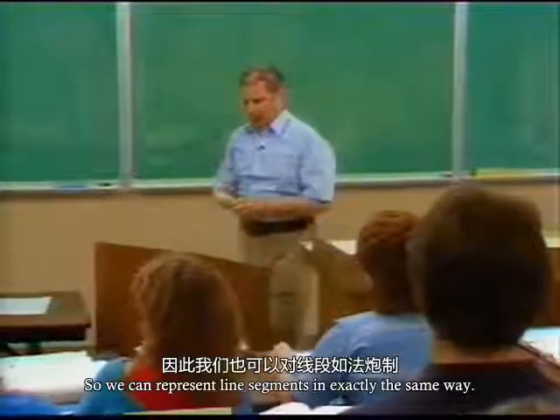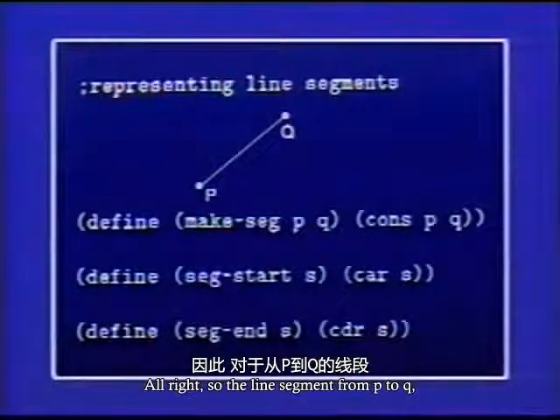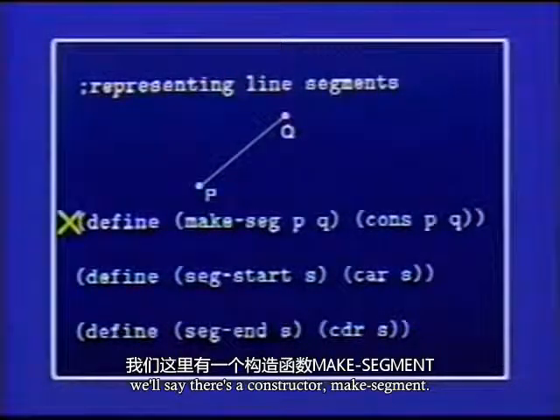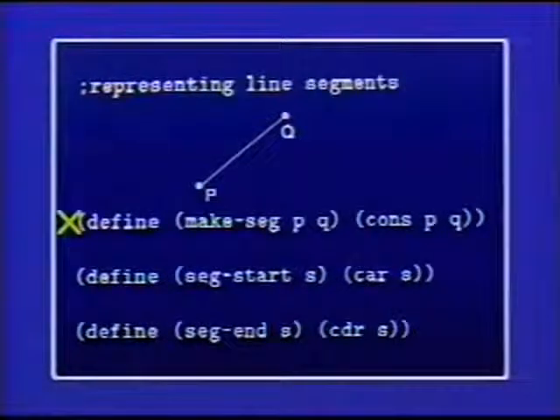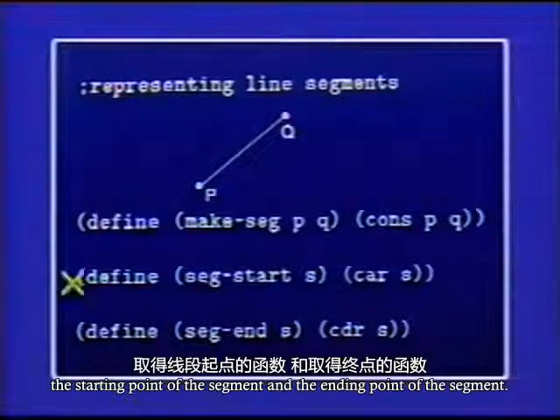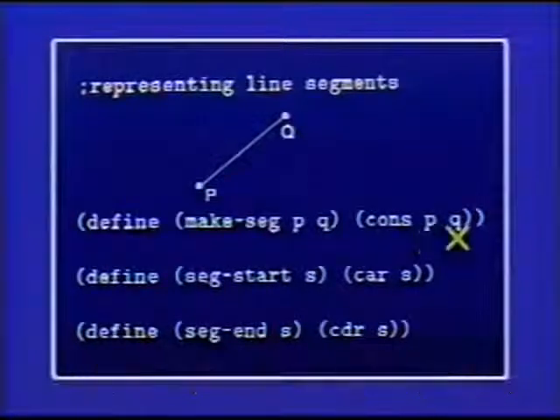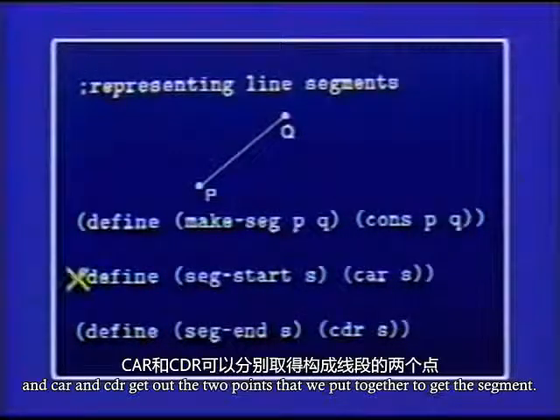So we can represent line segments in exactly the same way. The line segment from P to Q, we'll say there's a constructor make segment, and there are made-up names for the selectors, the starting point of the segment and the ending point of the segment. And again, we can implement a segment using cons as a pair of points, and car and cdr get out the two points that we put together to get the segment.